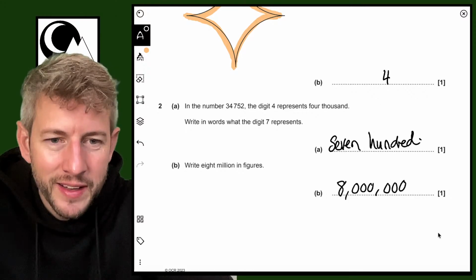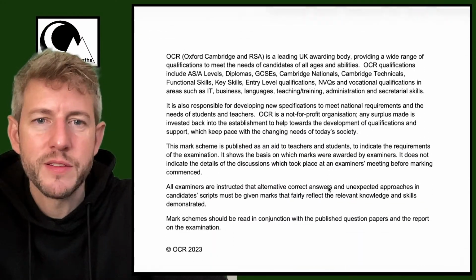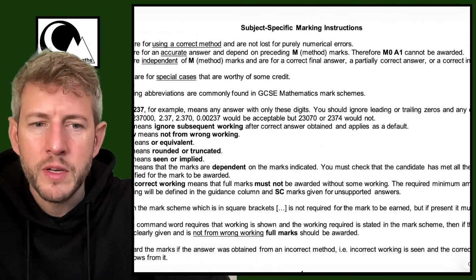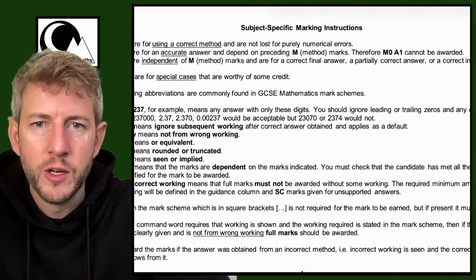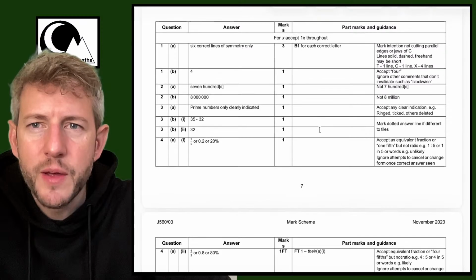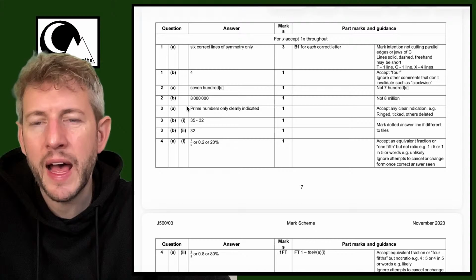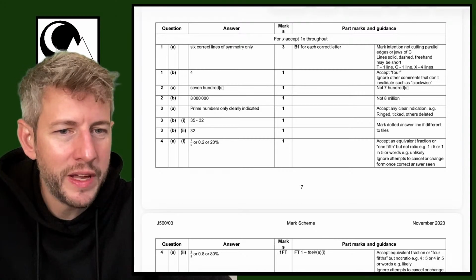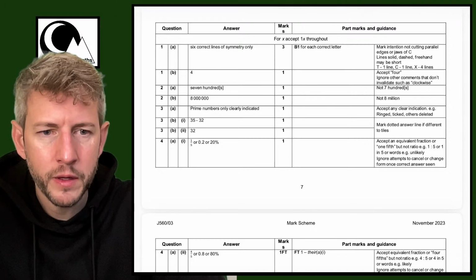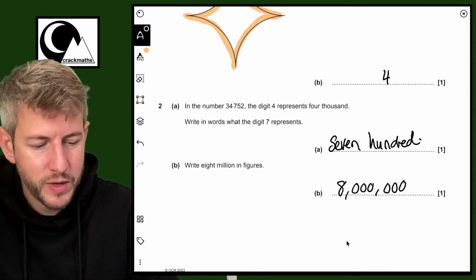Okay, right, let's get a look at the mark scheme. Here we go, let me check that that fits on, and shrink that a little bit. There we go. And so here we go, 6 correct lines drawn, 4, 700 and 8 million. Yeah, we are correct with all of those. Okay, right, let me get this back up. And let's move on to the next question.